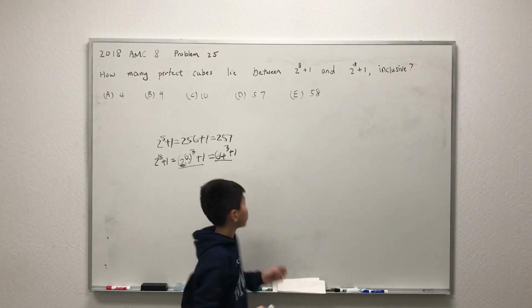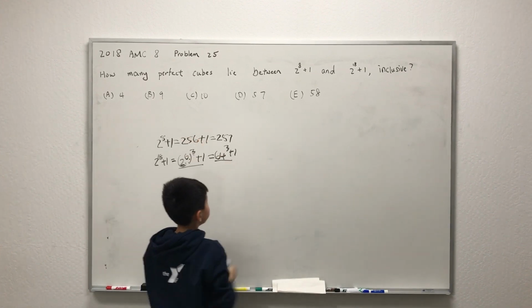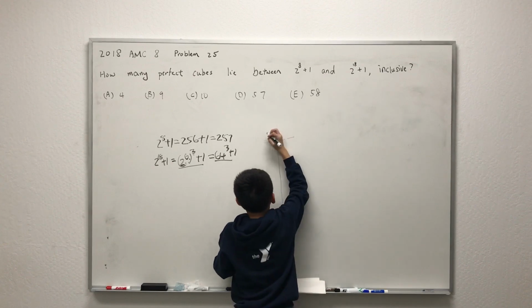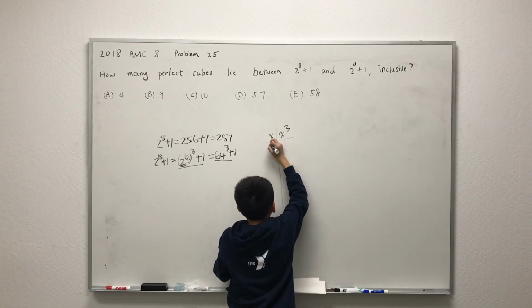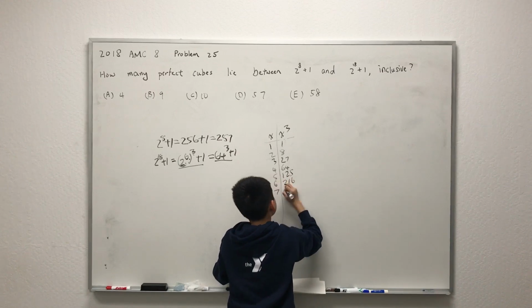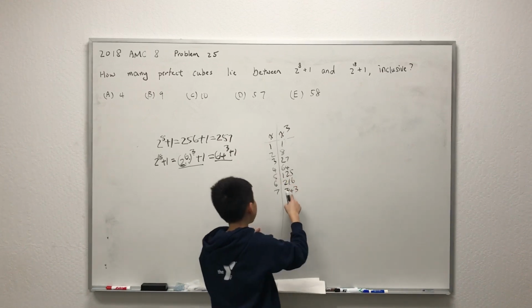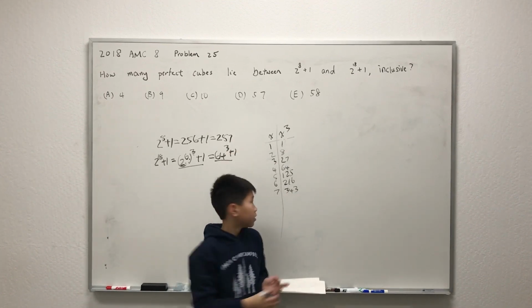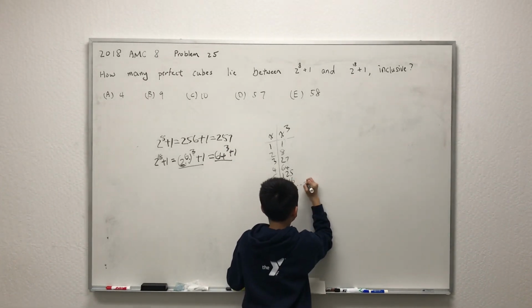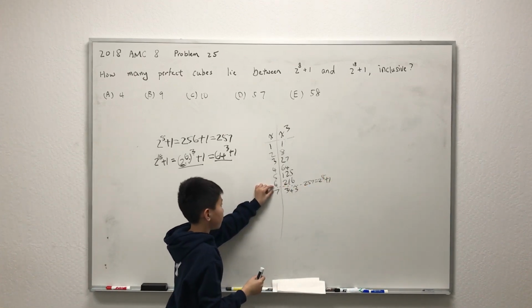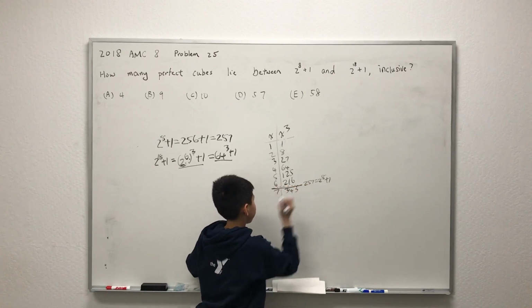Now let's look at the question. How many perfect cubes lie between the two boundaries? Let's draw a table. So there's x, and now there's x cubed. So let's start listing some of them. 5, 6 to 16, 343. We notice that 343 is just a bit bigger than 257, our lower boundary. So that means the number 257 would be just right in the middle of these two. So now the lower boundary is right here.